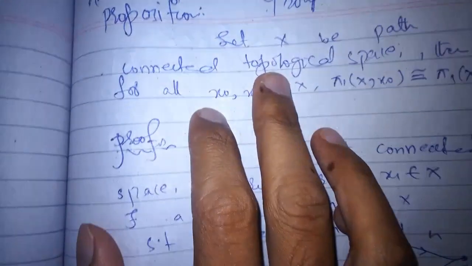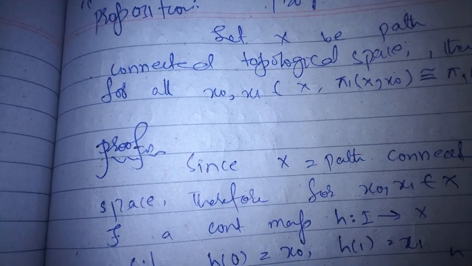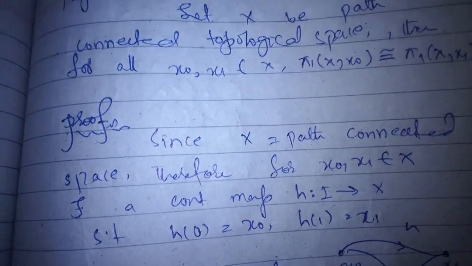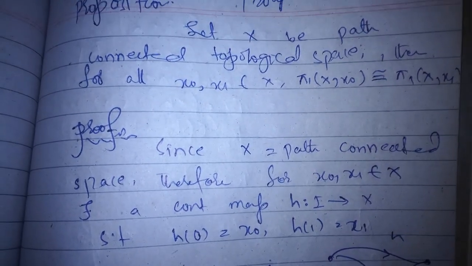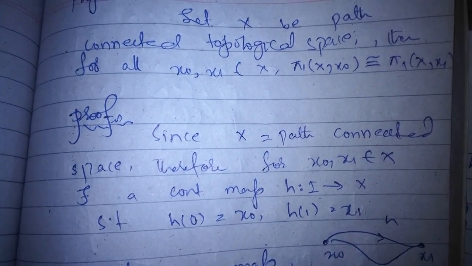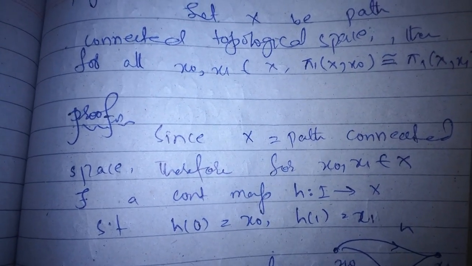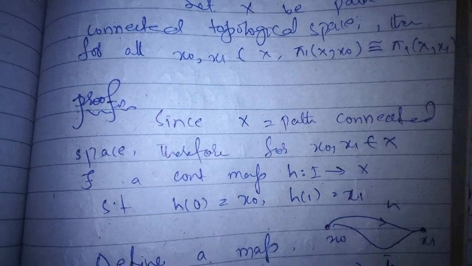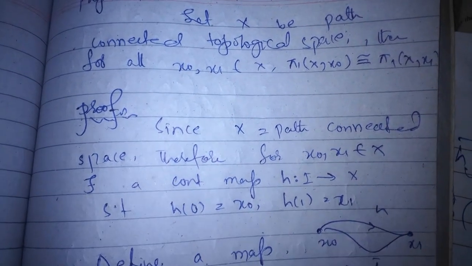So according to this proposition, if x is a path connected topological space, then the fundamental group at every point is isomorphic to the fundamental group at any other point. Means the first fundamental group with base point at x0 is isomorphic to the first fundamental group with base point at x1.